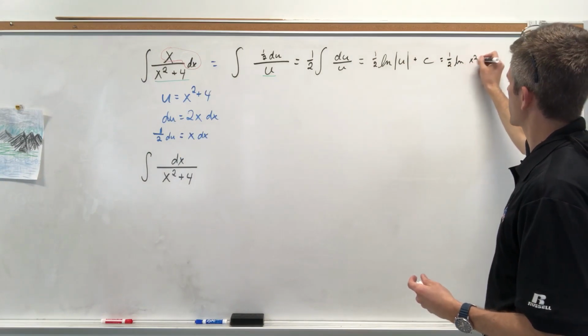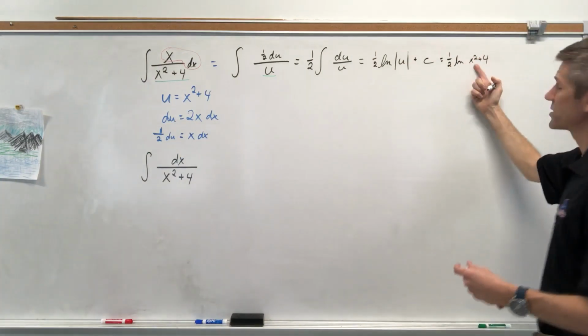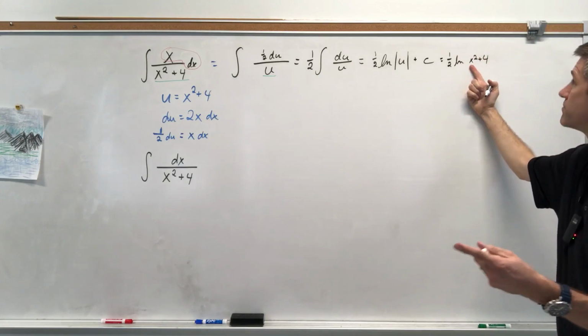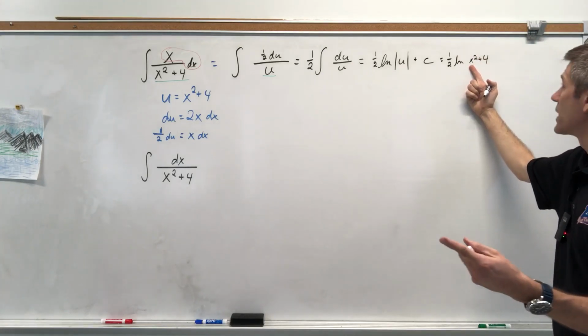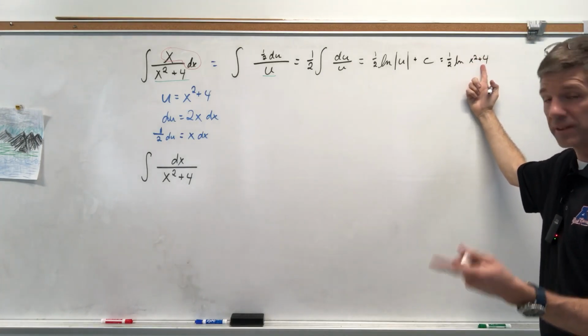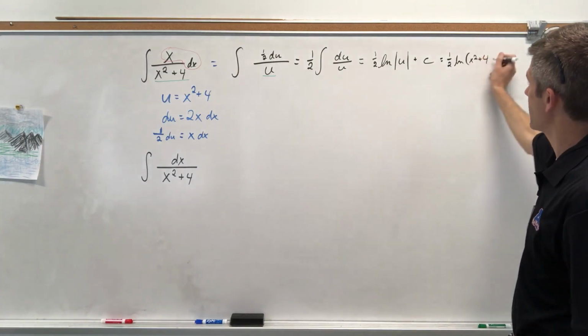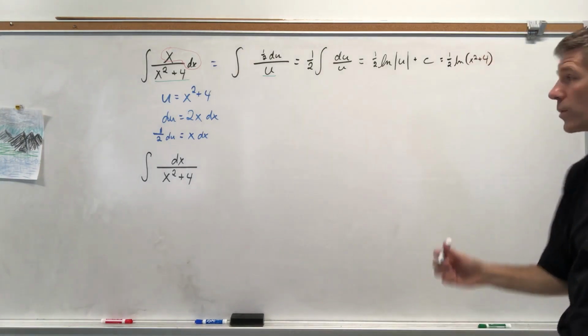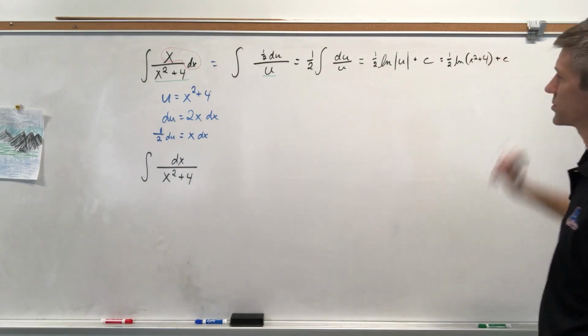So x squared, or in the absolute value, x squared is a positive number, unless it's 0. And then adding 4 definitely makes it positive. So I don't even need the absolute value bars anymore. You can keep them if you want to, but it's not necessary. And let's put a C.